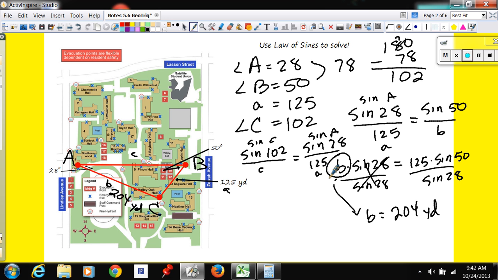Let's multiply our diagonals again. 125 times the sine of 102 equals c times the sine of 28. And then divide by the sine of 28 on both sides. So to get little c now, we're going to take the 125 here, times the sine of 102, and divide it by the sine of 28.